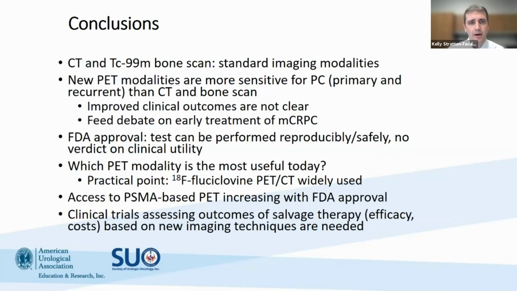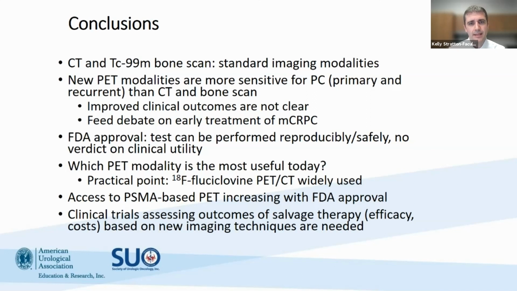We think that there is potential for improved clinical outcomes using novel next generation imaging, but there is debate about how much this imaging may improve outcomes. So for right now, we have FDA approval of fluciclovine and F18 and gallium PSMA PET. We're just waiting for PSMA PET to be more widely adopted.